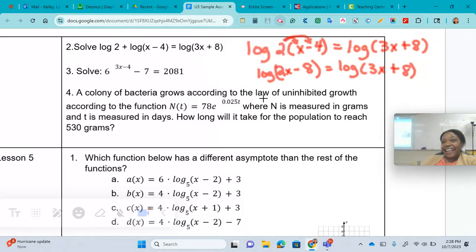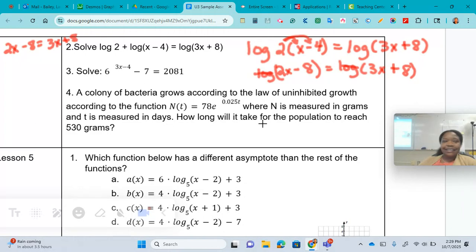And we're back to positivity. Now, since we have log on both sides, we could cancel out the logs and have, I'm going to pull it over here, 2x minus 8 equal 3x plus 8.